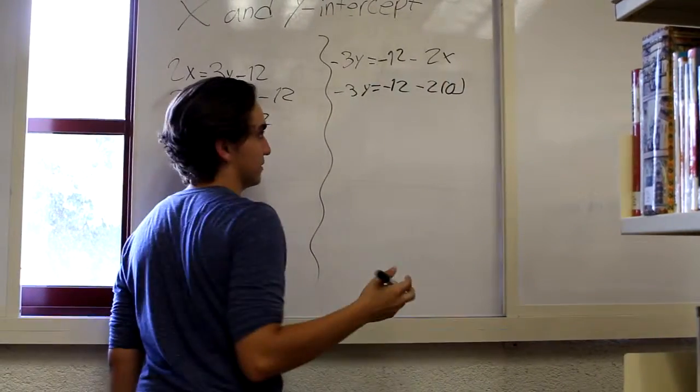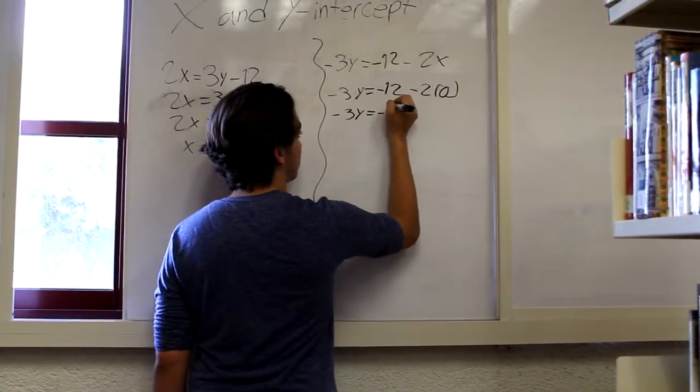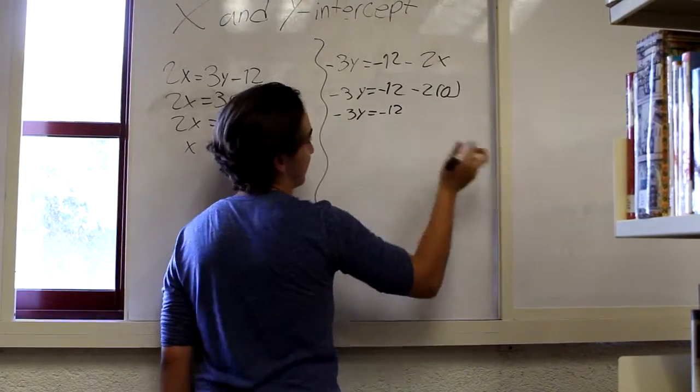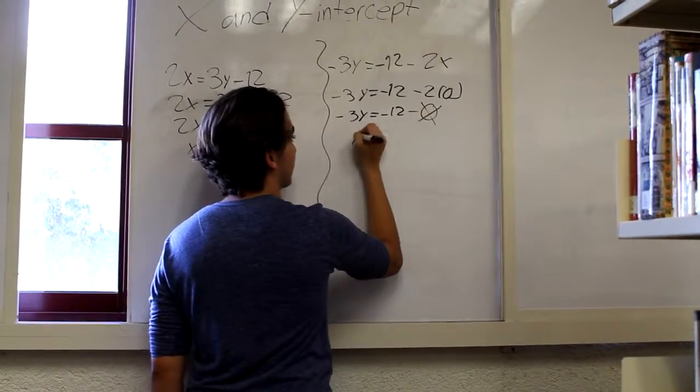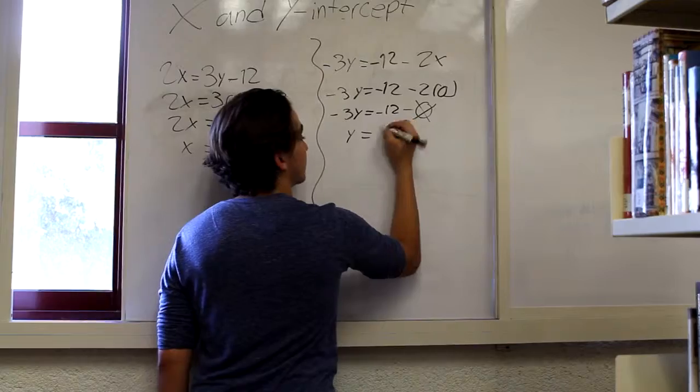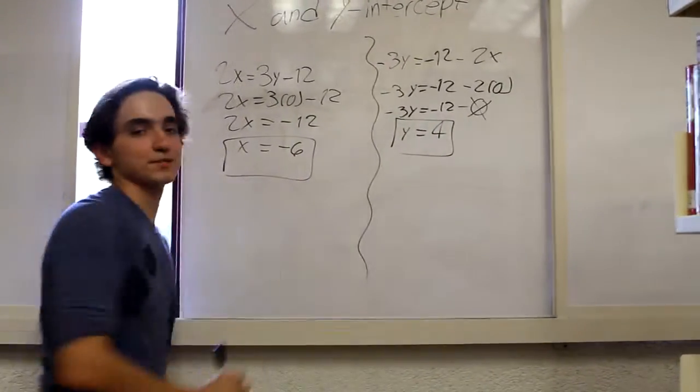So that means negative 3y is equal to negative 12 minus nothing, because minus 0. Then we divide, and y is equal to 4. And that's how to get the x-intercept and the y-intercept.